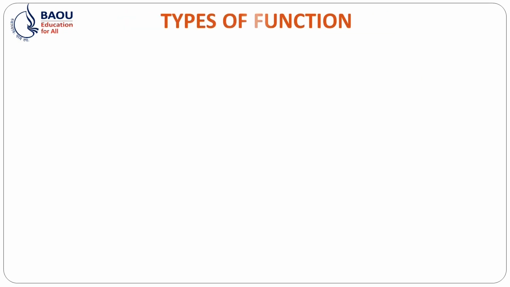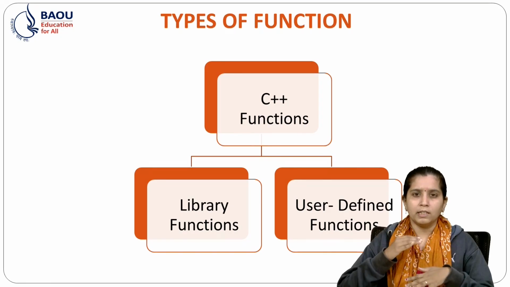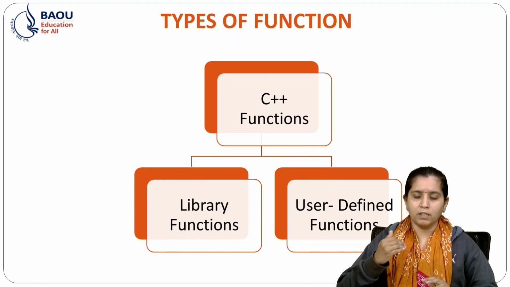We have two types of functions. First is library function and second is user-defined function. What is library function? Library function is a program to perform a specific task. C++ is rich in library functions. In a single group, if we have a specific task together, then we can call it a library.